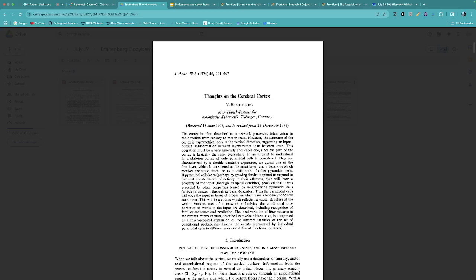Thus, the pyramidal cells will code its input in terms of properties, which have a tendency to follow each other. This will be a coding which reflects the causal structure of the world. Various uses of a network embodying the conditional probabilities of events in the input is described, including the recognition of familiar sequences and prediction. The local variation of fiber patterns in the cerebral cortex, described as myeloarchitectures, is interpreted as a macroscopical expression of the different statistics of the set of conditional probabilities linking events represented by individual pyramidal cells in different areas and in different functional contexts.